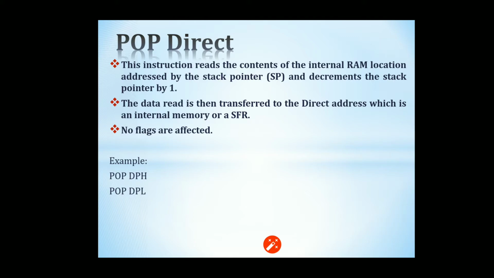POP direct. This instruction reads the content of the internal RAM location addressed by the stack pointer and decrements the stack pointer by 1. The data read is then transferred to the direct address, which is an internal memory or SFR. In this instruction, no flags are affected.